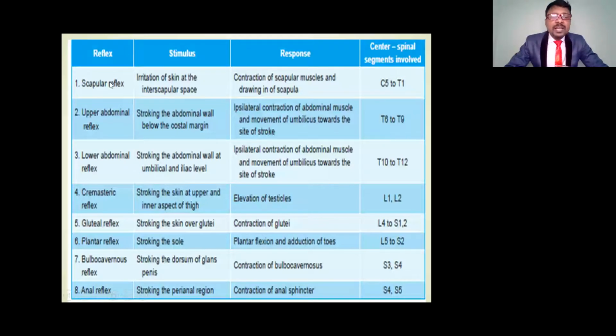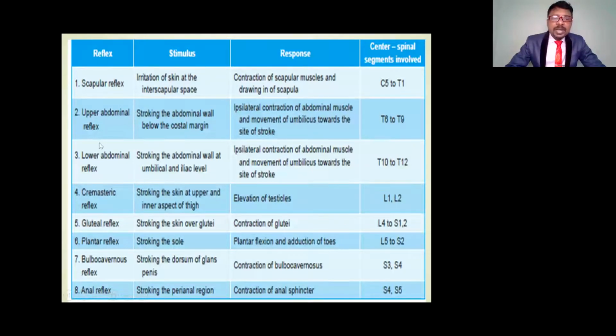If the scapular reflex is absent, in which conditions? If anybody has met with a road traffic accident, or has any damage in the cervical region, they won't get any response, or maybe a delayed response or hypo response.